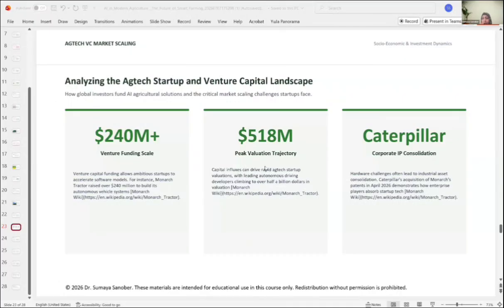$518 million, right? One of the corporate AI considerations is Caterpillar, where hardware challenges often lead to industrial asset consolidation. So Caterpillar's acquisition of Monarch's patent in April 2026 demonstrates how enterprise players absorb startup technology. So this is analyzing how AI scale is growing.